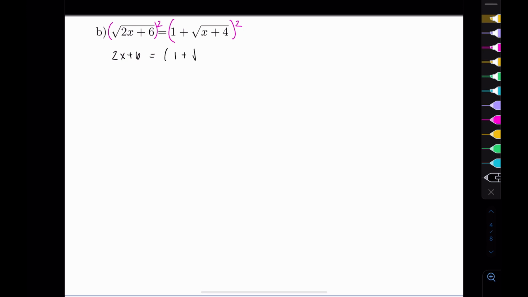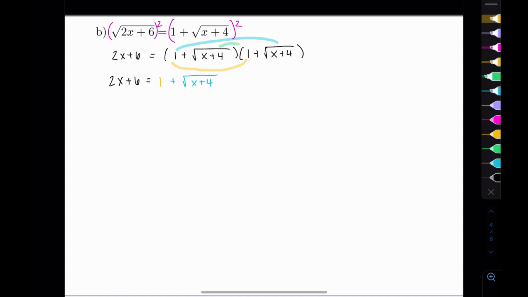But on the right-hand side, unfortunately, I've got to take this expression and multiply it by itself. So really, we need to FOIL this side of the equation. So when we go through and do that, we'll take it piece by piece. Our first term is 1 times 1, so we get 1. The outer term is 1 times the square root, so we really just get 1 square root. The inner is exactly the same thing, so we get the square root of x plus 4.